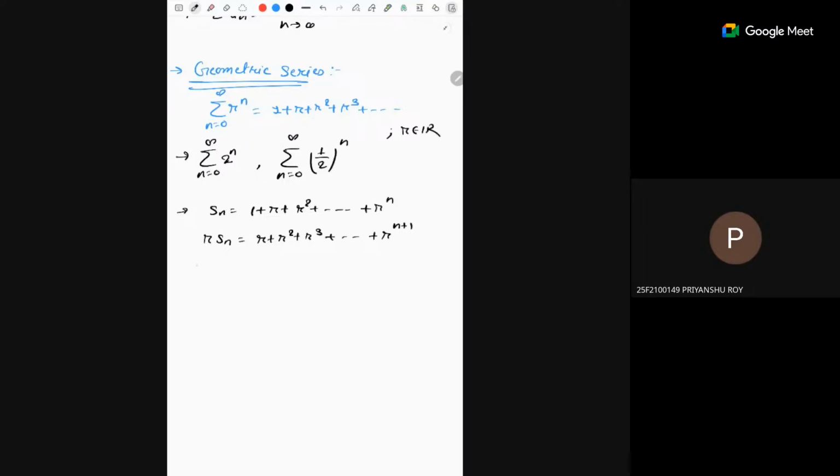Now if you look at the term S_n minus r S_n, then what will happen? This r and this r will get cancelled out, r square gets cancelled out, and so on.